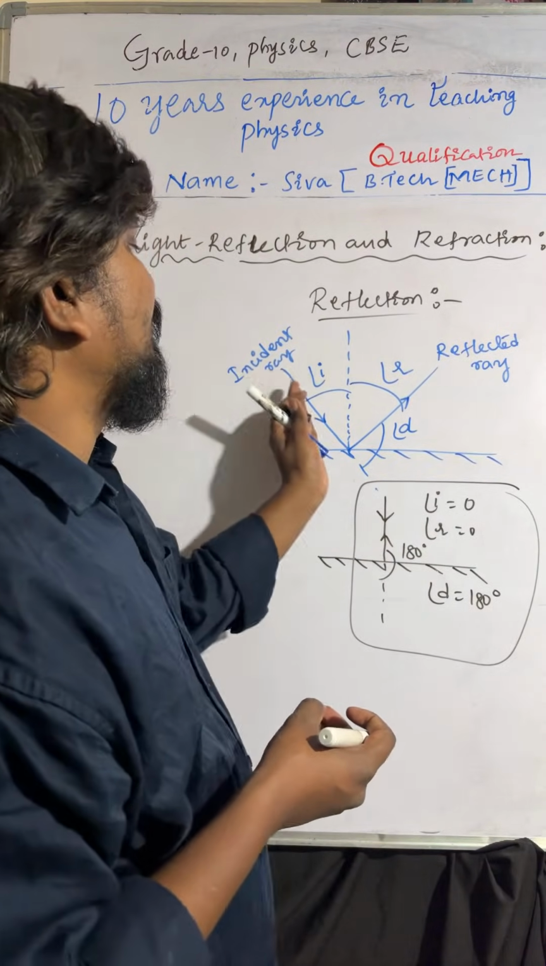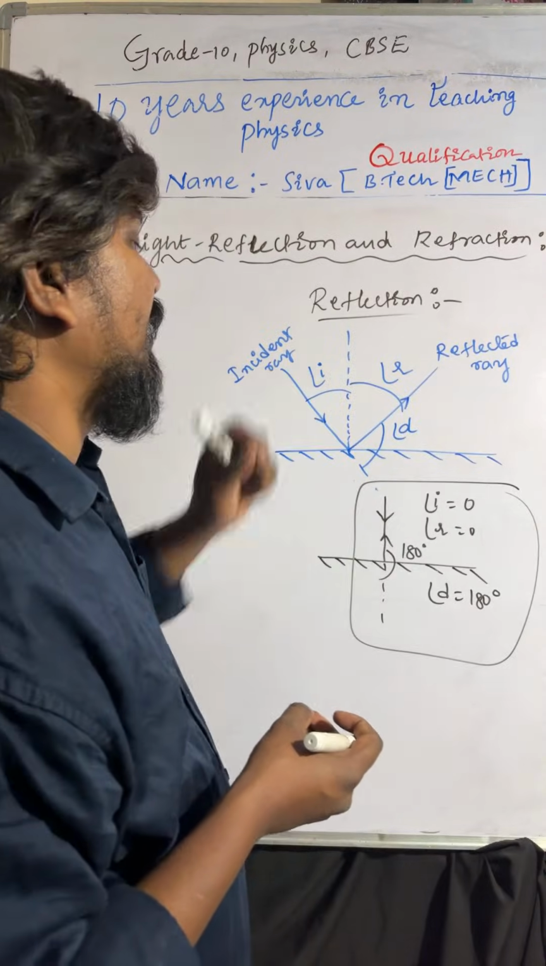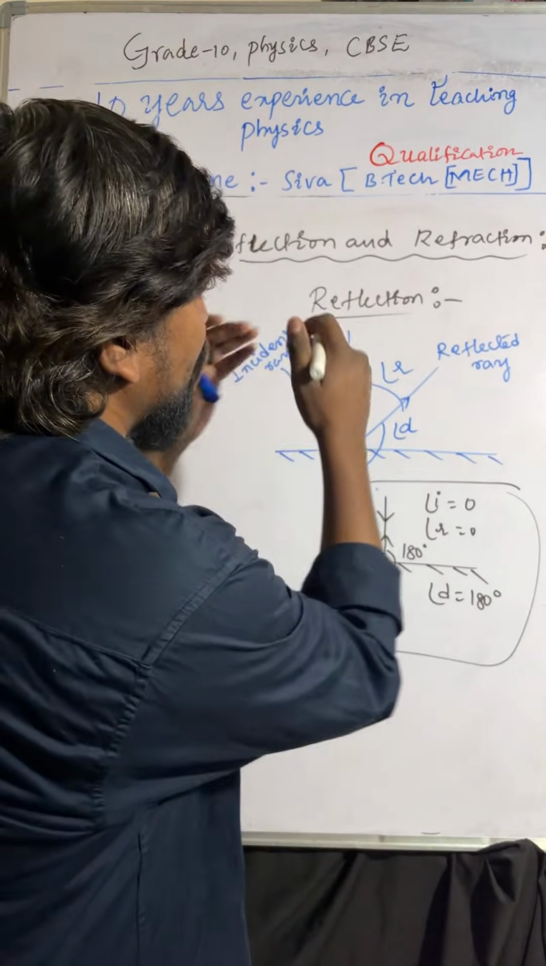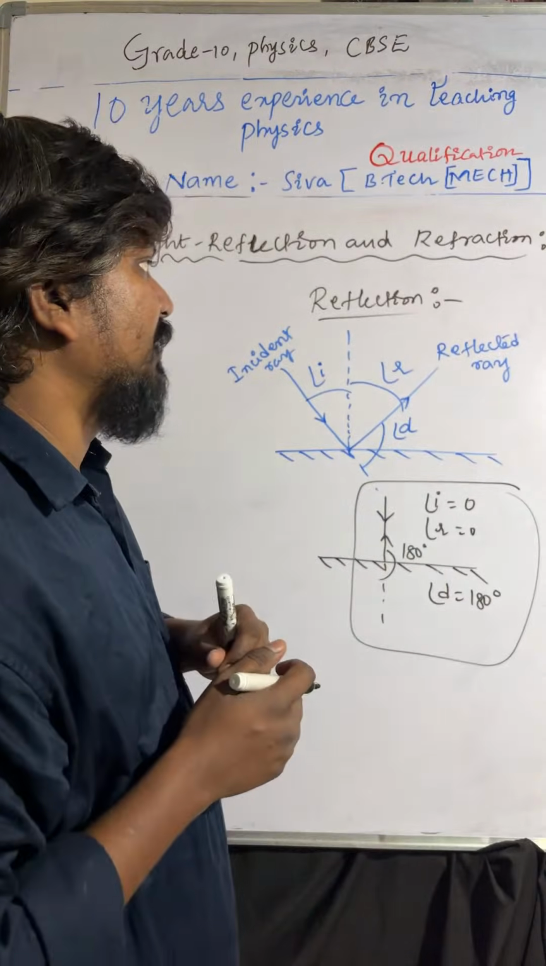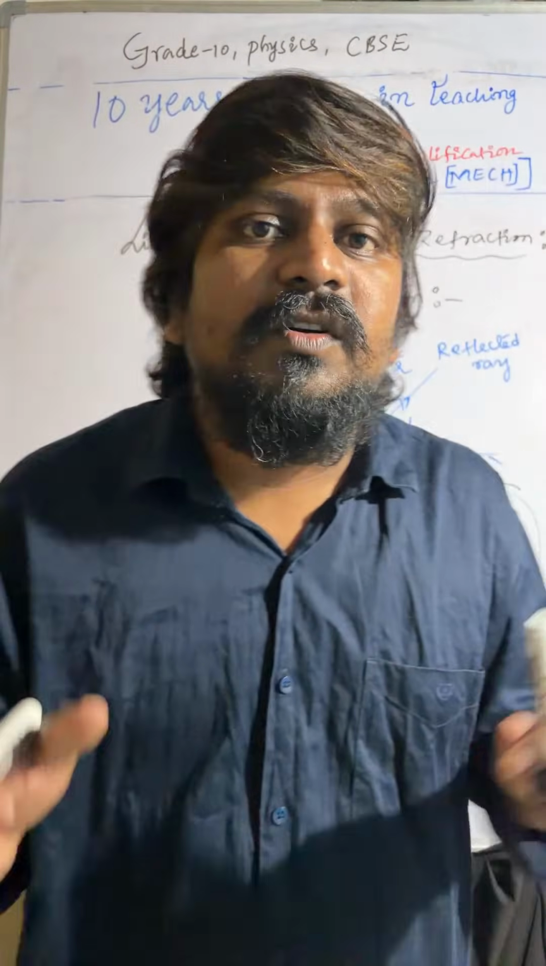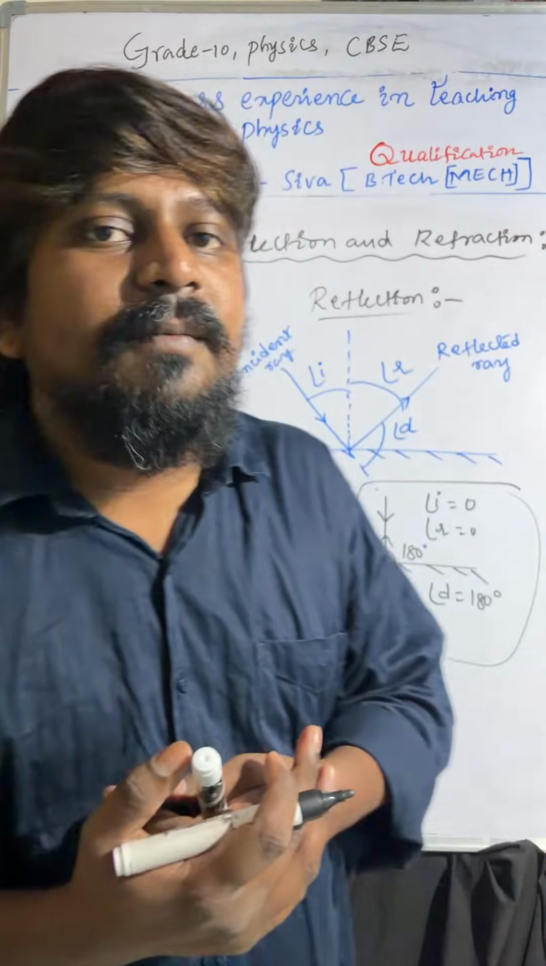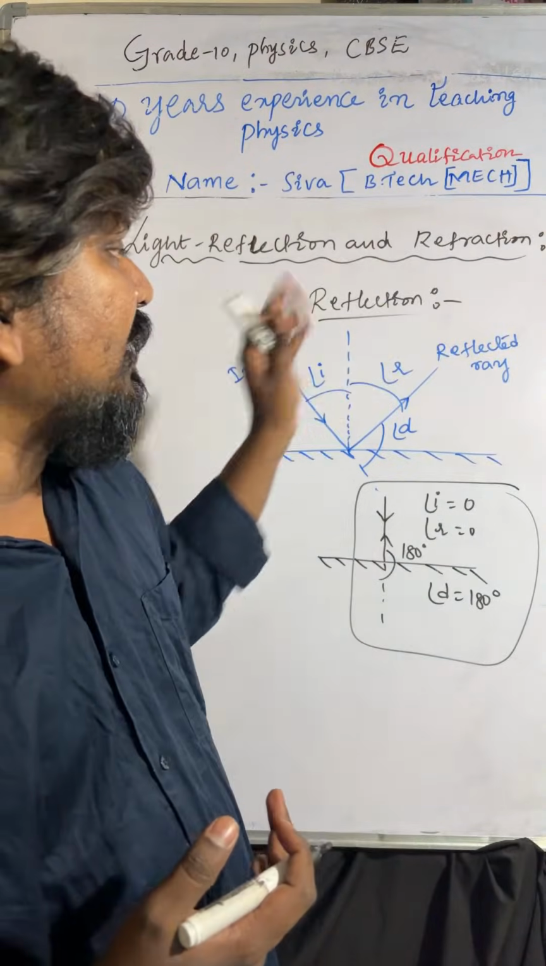The angle between the incident ray and the normal line is the angle of incidence. The angle between the reflected ray and the normal line is the angle of reflection. The angle between the reflected ray and the deviated line is the angle of deviation. The bouncing back of light from the reflecting surface is called reflection of light.